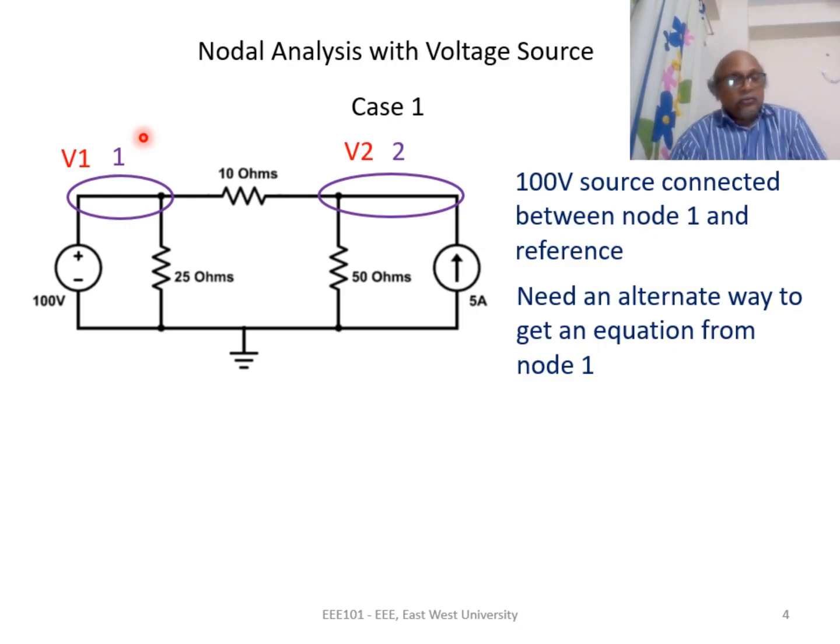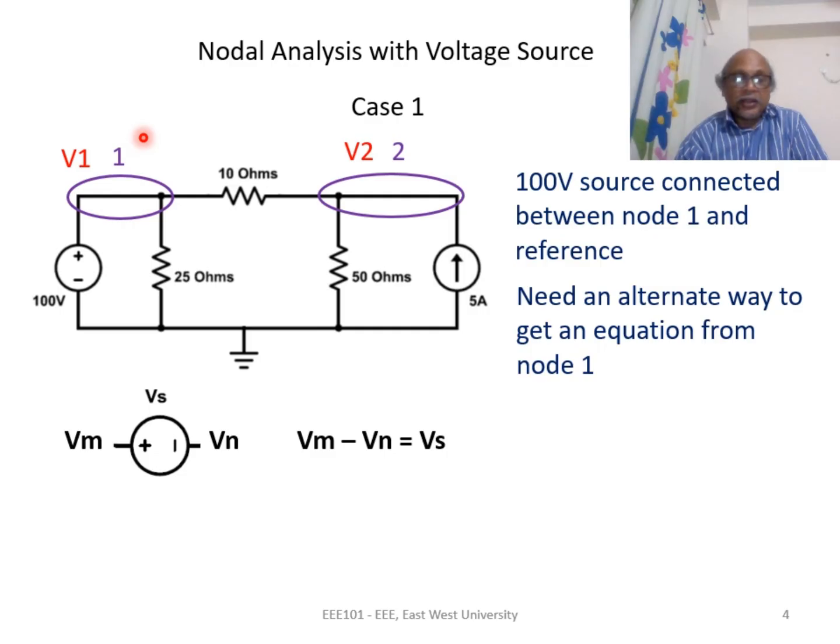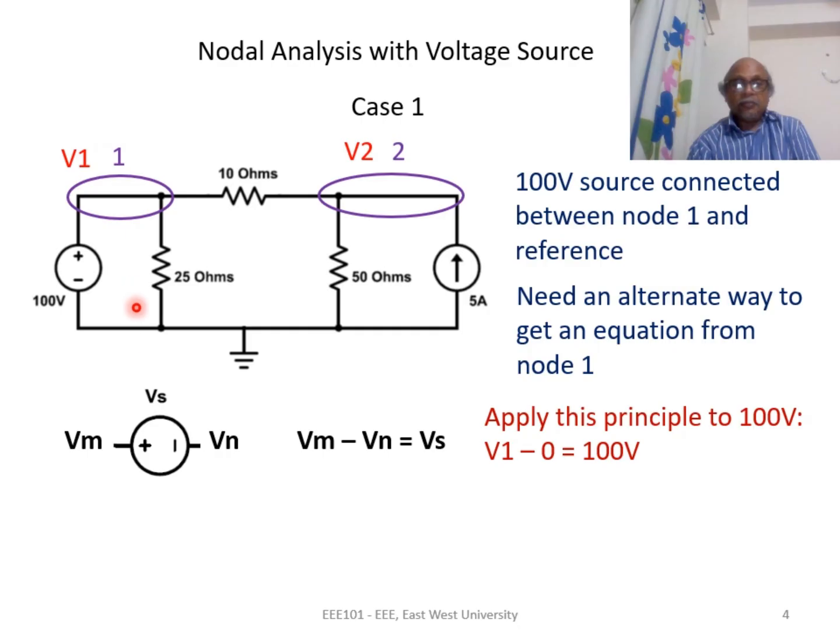Let's recall how the voltages in a voltage source are related. If we have a voltage source with value Vs, whose plus node voltage is Vm and minus node voltage is Vn, Vm minus Vn is Vs. This is already known to us. Let's apply the same principle to this 100 volt source. The plus node voltage is V1, the minus node voltage is 0, and the value of the voltage source is 100 volts. So V1 minus 0 is 100 volts. This is the equation that we get for node 1. We do not write any node equation at node 1.